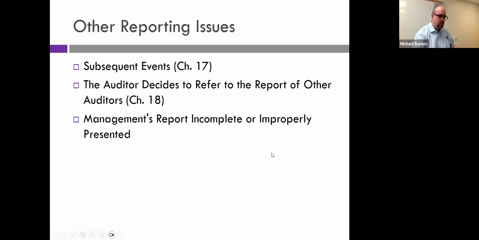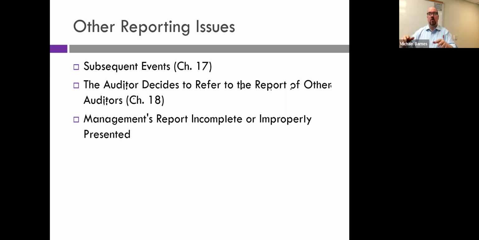All right. What happens if management's report, because remember, management has to issue a report under Sarbanes-Oxley 404, is incomplete or improperly presented? Okay. Well, that is where the auditor is going to take their own reports, their audit report over internal controls over financial reporting.